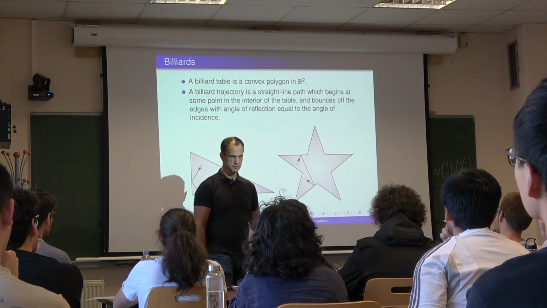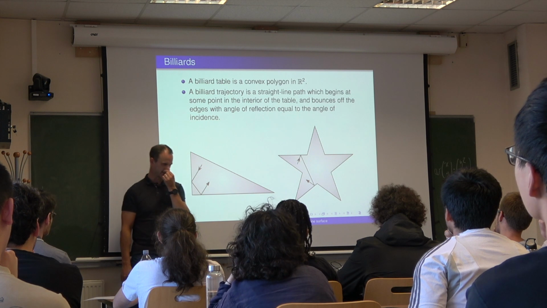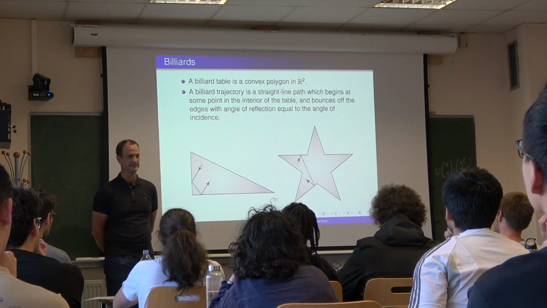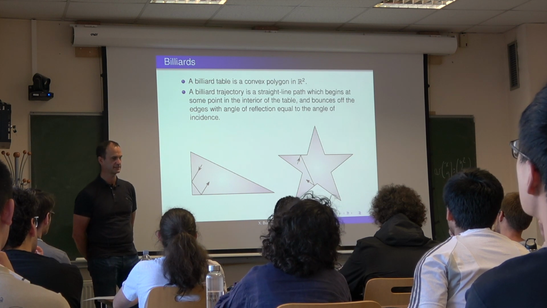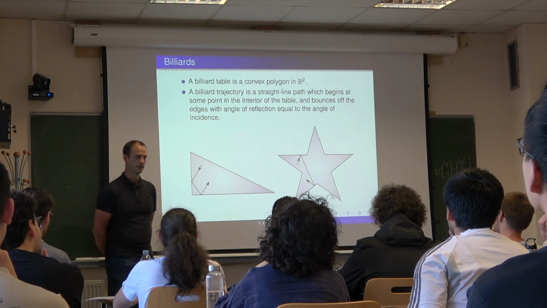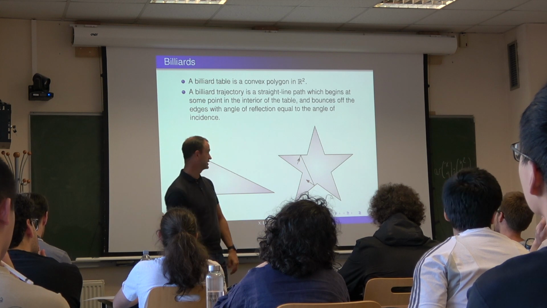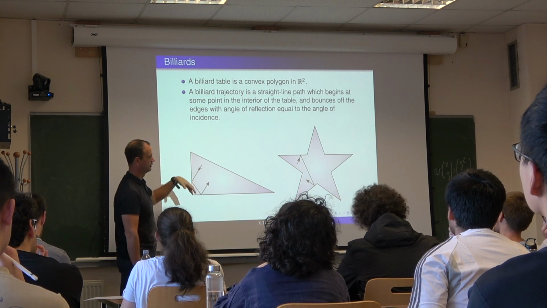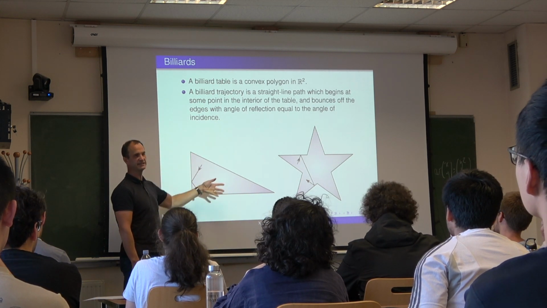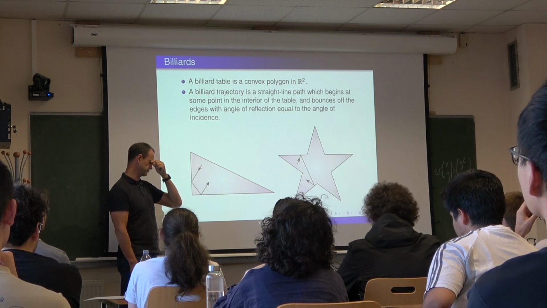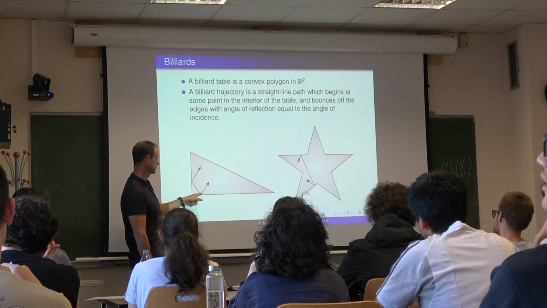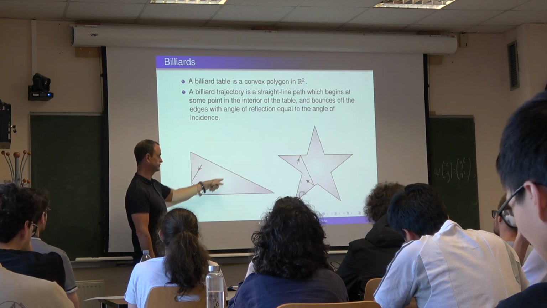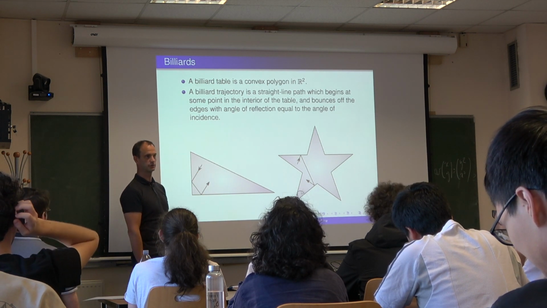Okay, so now I will move. I'm not yet at geodesics on flat surfaces. I will move to a third subject in dynamical systems, which is billiards. A billiard table can be any region in the plane R2, and you start with a ball and you bounce against the edges of the table.